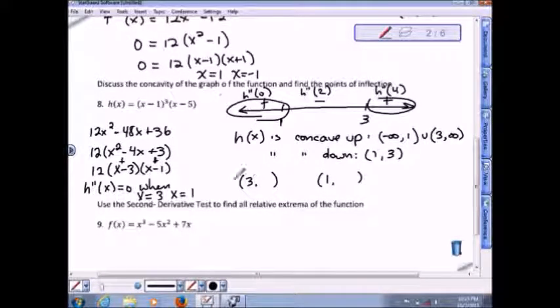So 3 plugged in, 3 minus 1 is 2, 2 cubed is 8. We have an 8. 3 minus 5 is negative 2. 8 times negative 2 is negative 16. So 1 is plugged in. 1 minus 1 is 0. 0 cubed is 0. 0 times anything over there is going to be 0. And these are the points of inflection.